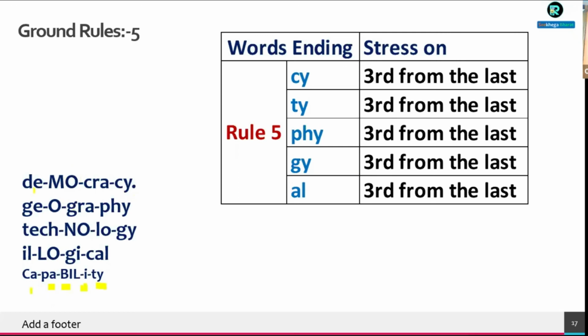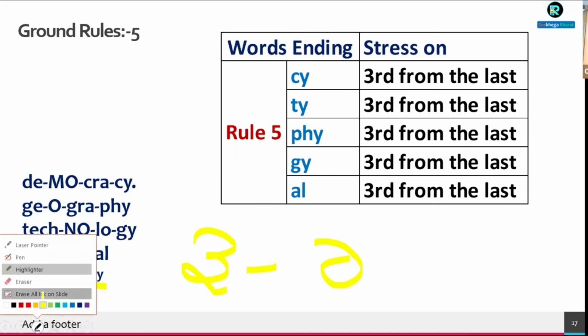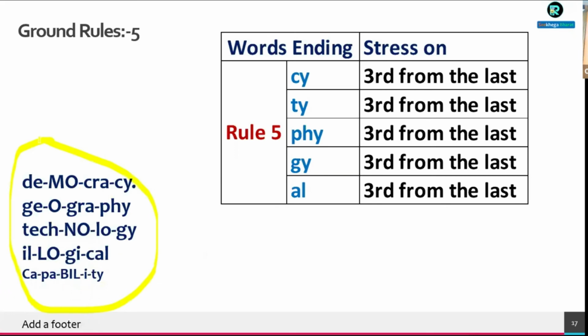So again: democracy, geography, technology, illogical, capability. This E sound is reduced here. It gets reduced and becomes schwa. See, I don't say capability with a full vowel, I say it with the reduced sound. That's how we have to understand it. So once again, can you do it? Democracy. Geography.